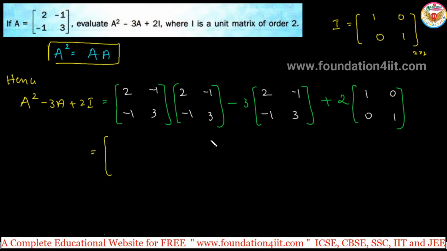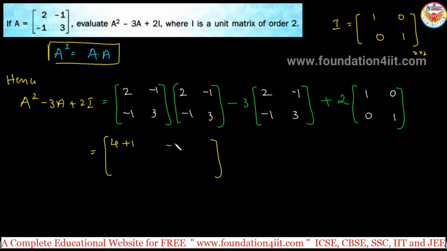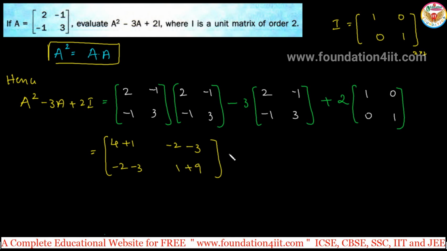Just apply it now. First row, first column: 2 into 2 is 4, plus minus 1 into minus 1 is plus 1, so 5. Again, first row, next column: 2 into minus 1 is minus 2, and minus 1 into 3 is minus 3, so minus 5. Again, second row, first column: minus 2 minus 3, so minus 5. Second row, second column: minus 1 into minus 1 is plus 1, and 3 into 3 is 9, so 10.